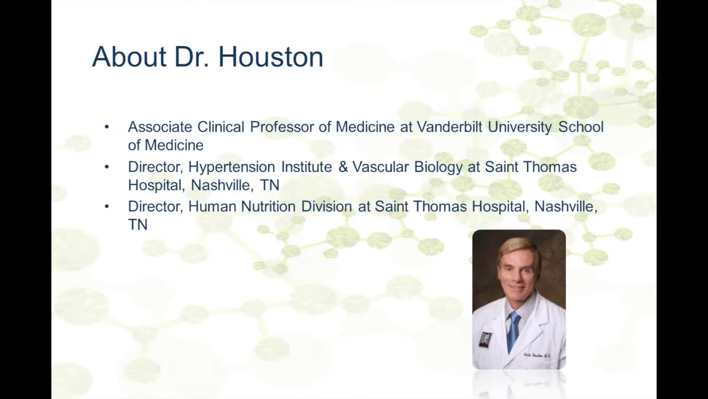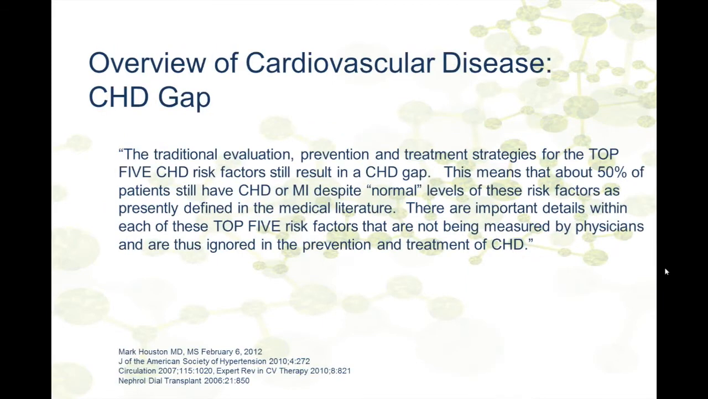So let's go ahead and start with some of these broad concepts in CVD and CHD. One of the things that's very clear now when you look at the literature, you look at people that come into the hospital with myocardial infarction, is that about 60 to 70% of them have what we would consider the top 5 risk factors under optimal control by the present recommendations of all the different societies. LDL's controlled, blood pressure's controlled, blood sugar's controlled, etc. So if that's the case, why is it they're still having heart attacks and coronary heart disease?